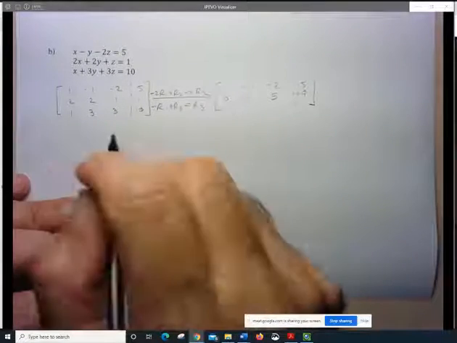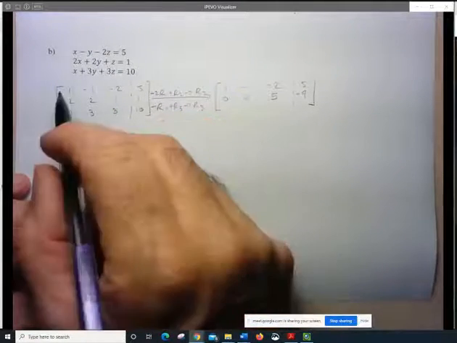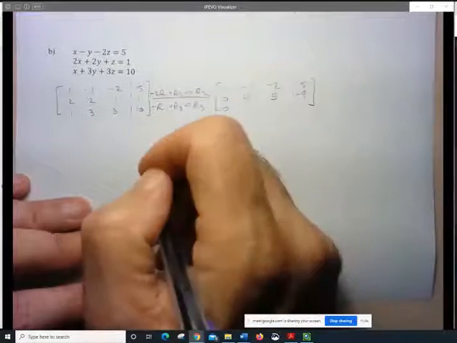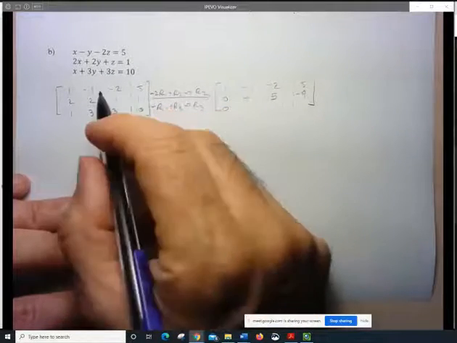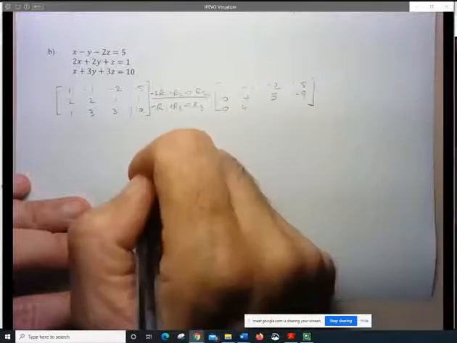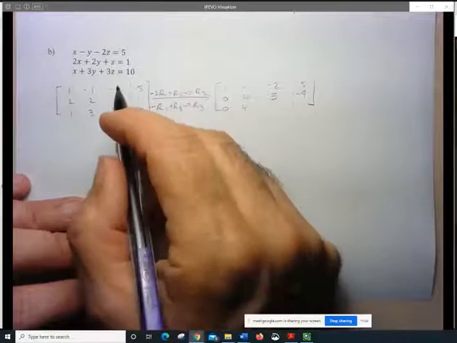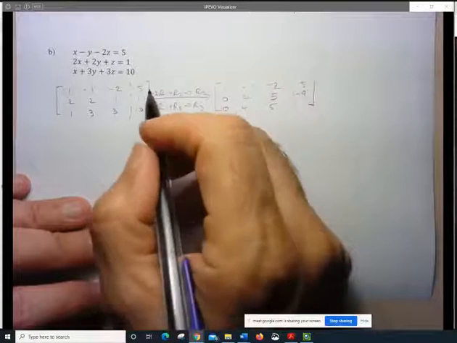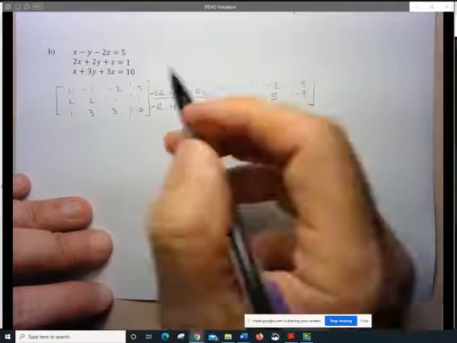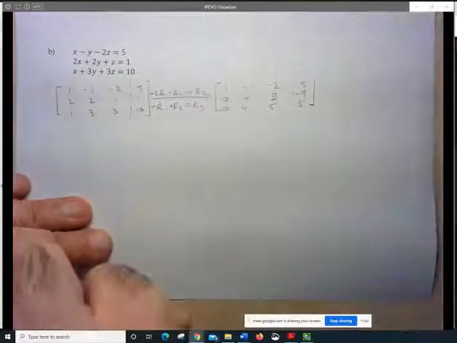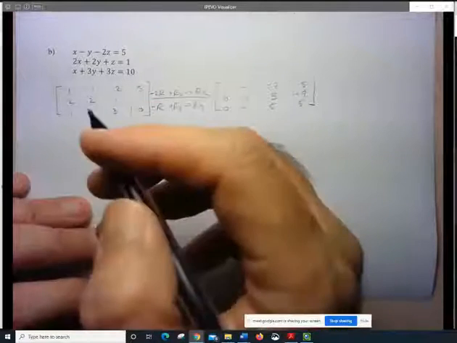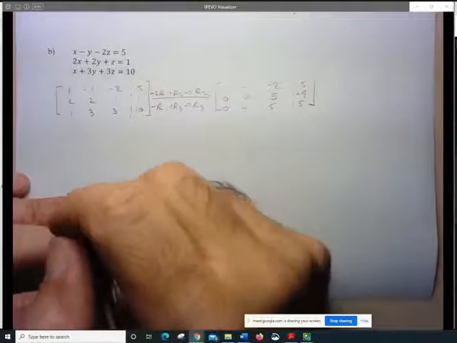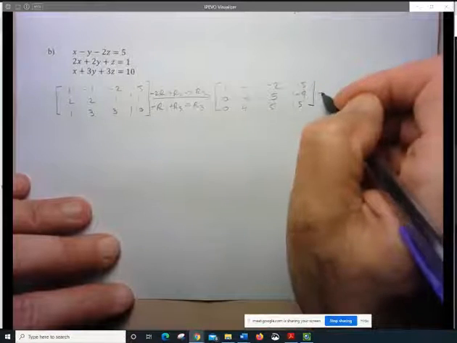Please check my algebra as I go, of course. Negative 1 plus 1, 0. This is going to be 1 plus 3, 4. This is going to be 2 plus 3, 5. This is going to be negative 5 plus 10, 5. Now, I'm just going to keep going. I'm hoping you're already seeing where this is going.